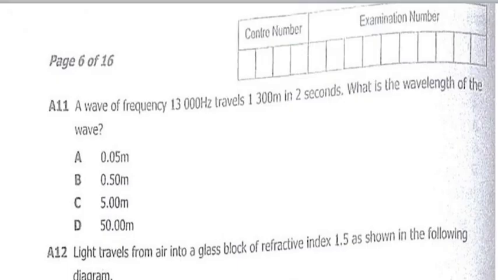Question 11: a wave of frequency 13,000 Hz travels 1,300 meters in 2 seconds. What is the wavelength of the wave? There is what we call the wave equation, where V is equal to F times lambda. It means the speed of a wave is equal to its frequency multiplied by its wavelength. The question is asking us to find the wavelength, so we make wavelength the subject of the formula.